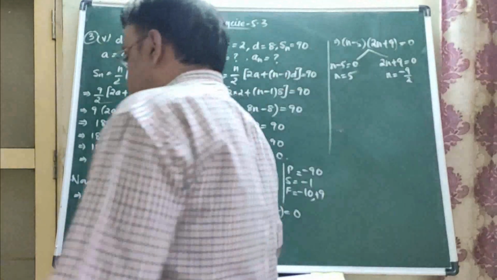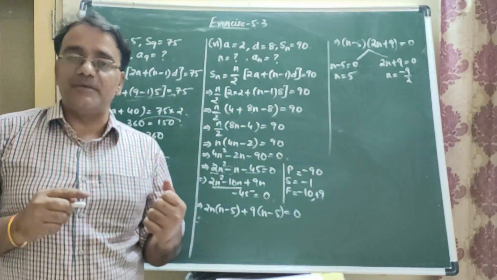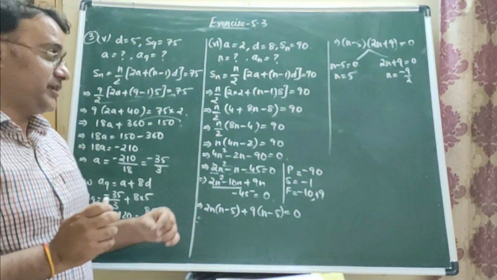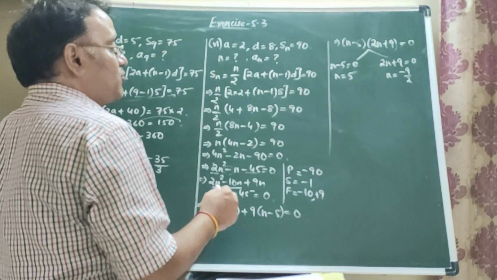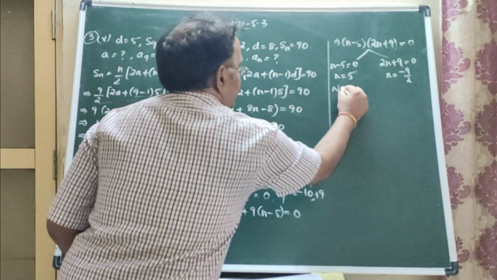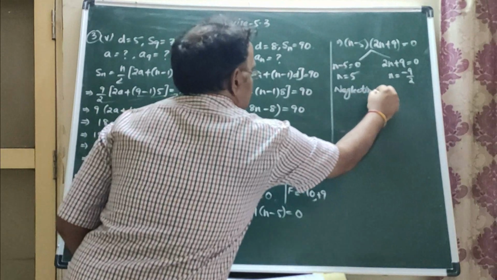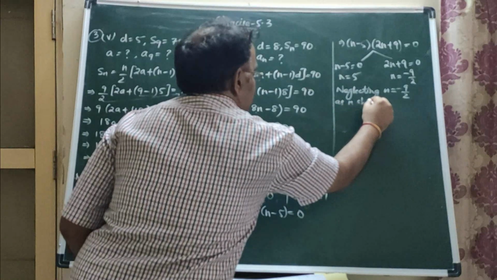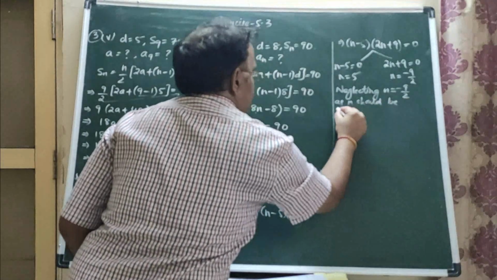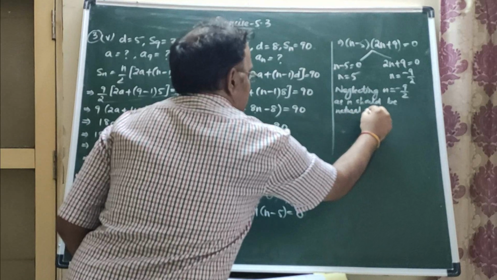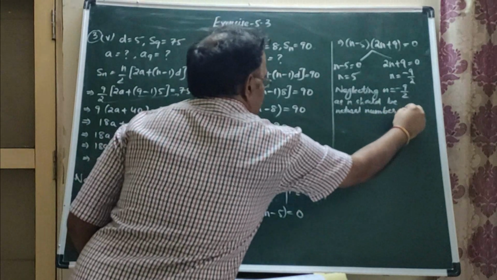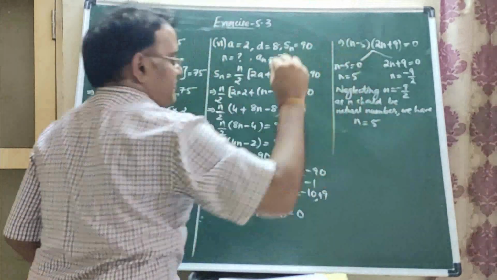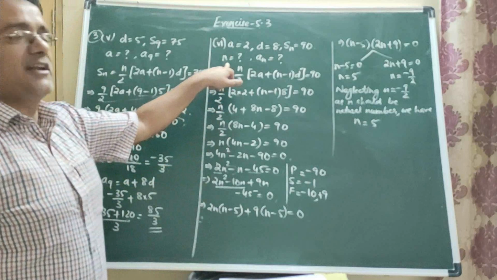Now जो n है that is the number of terms, and the number of terms should be a natural number. Okay, so minus 9 by 2 we have to neglect. So what we have to write, neglecting n is equals to minus 9 by 2 as n should be a natural number. We have n is equals to 5. Okay, so we got the value of n.